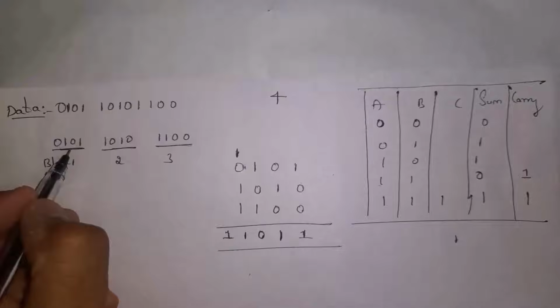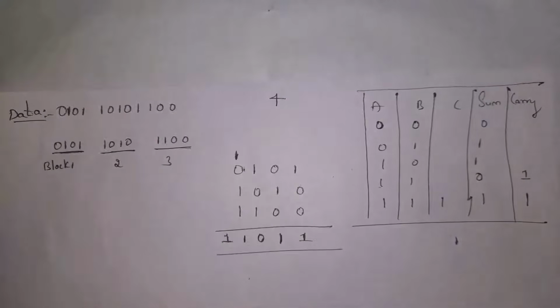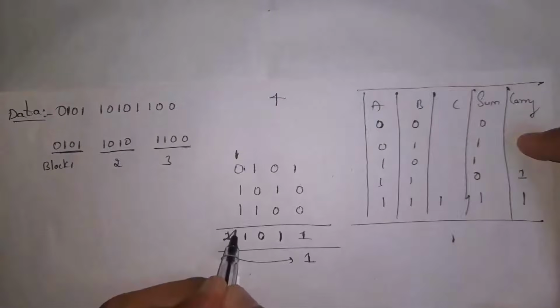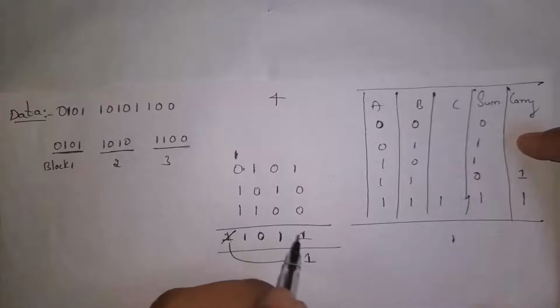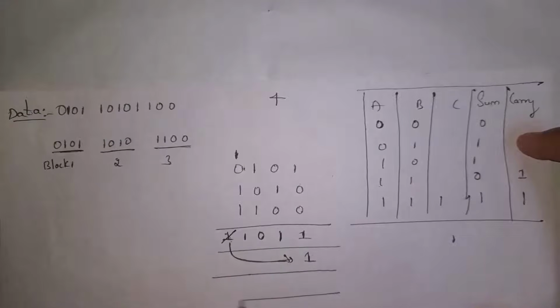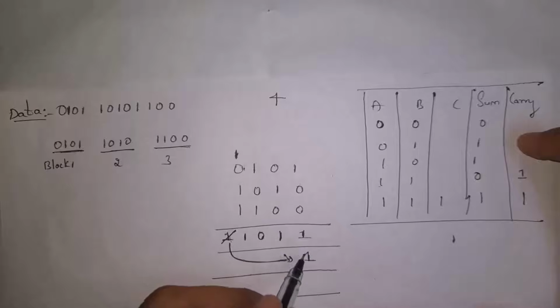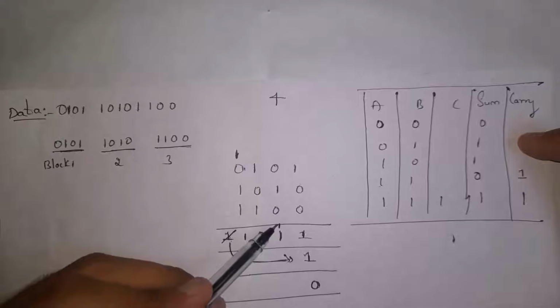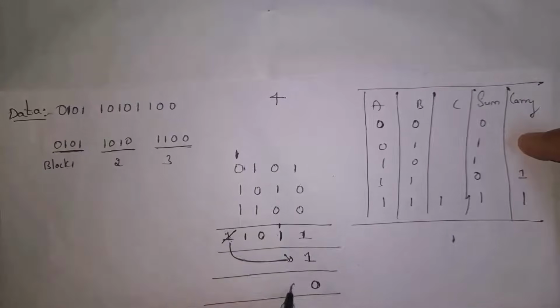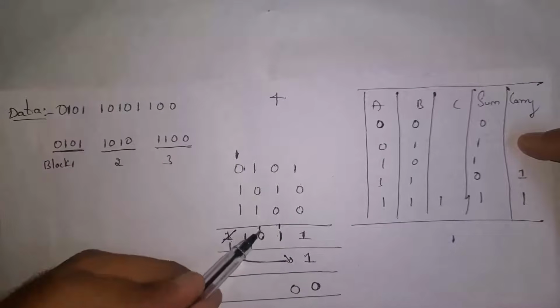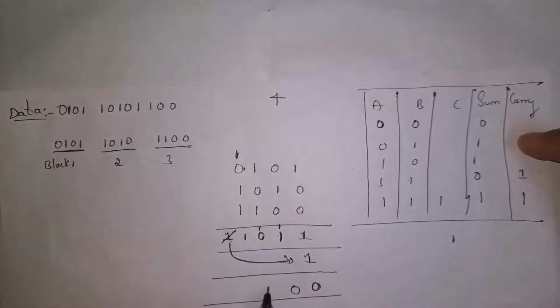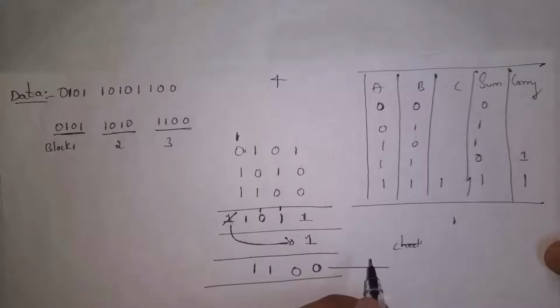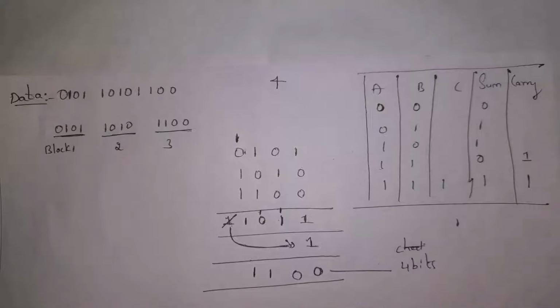Guys, each block contains only 4 bits, so our checksum also must be 4 bits. But if you observe this result, the checksum contains 5 values, which is wrong. So we need to remove this one and add it here. Again we perform binary addition, that is 1 plus 1. 1 plus 1 means 0, where 1 is the carry. And again 1 plus 1 is 0, 1 is the carry. And again 1 plus 0, as there is only a single 1, the result is 1, and at last 1. Now there are only 4 bits. This is how we perform binary addition.